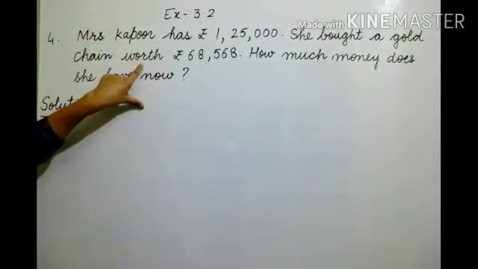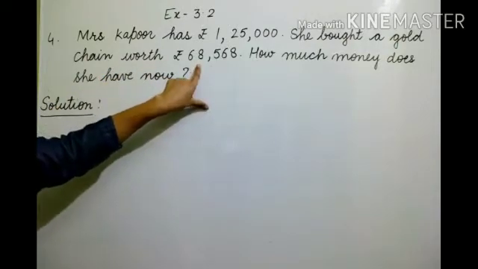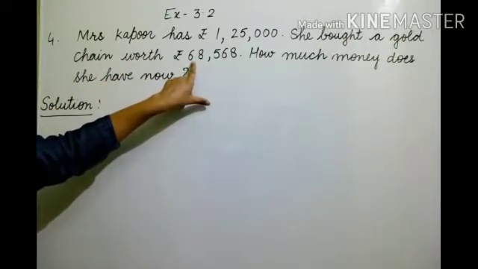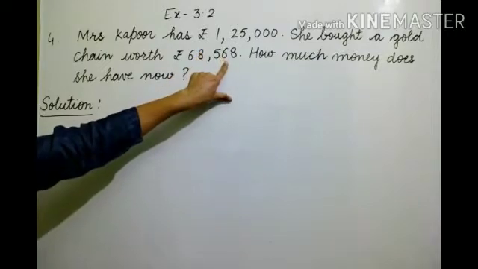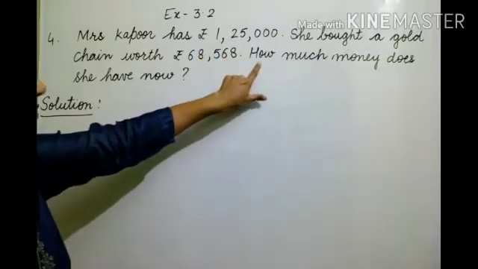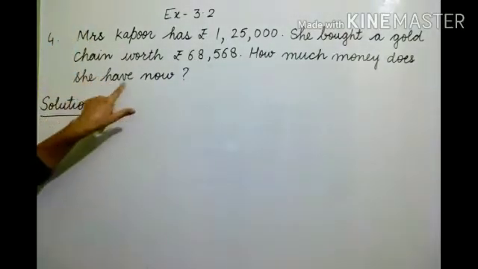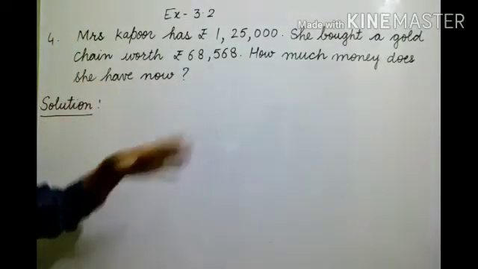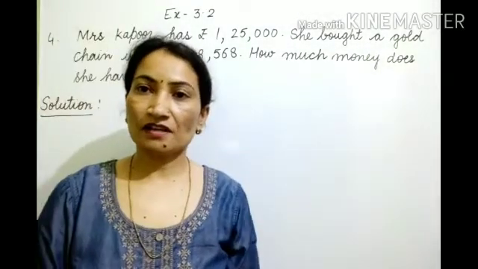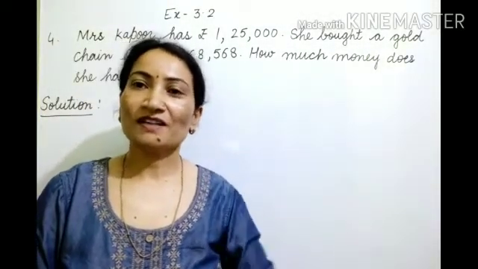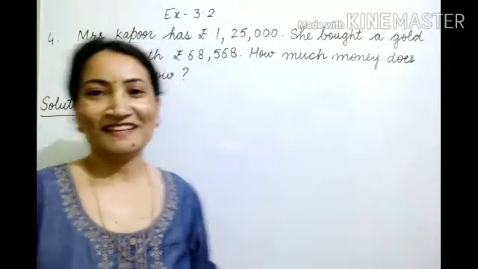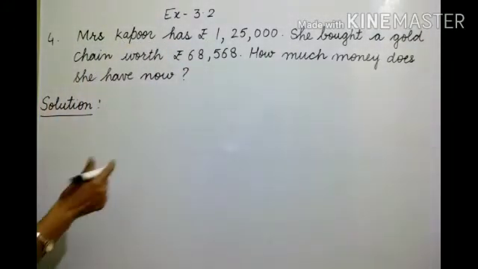Worth means cost. Cost of gold chain. She given rupees 68,568. Now what we have to find? How much money does she have now? Means how much money is left with her now. We have to subtract to find our required answer. Okay, for left money we will subtract.